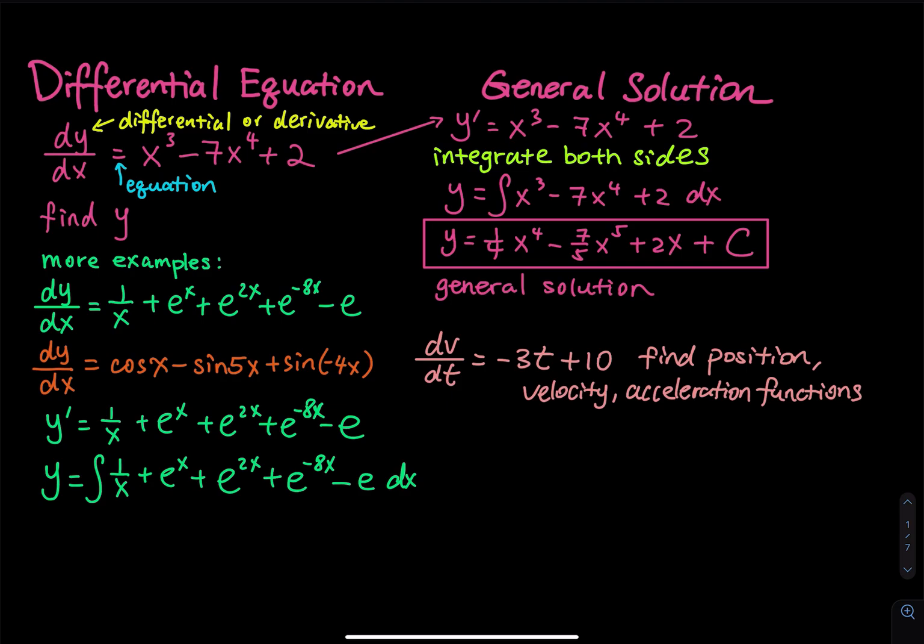So what is the integral of 1 over x? This is not a power rule. The integral of 1 over x is equal to ln. So y is equal to ln absolute value of x. The absolute value is required because ln of a negative is undefined. And then the integral of e to the x is still e to the x. And then for the next one, the integral of e to the 2x is e to the 2x.